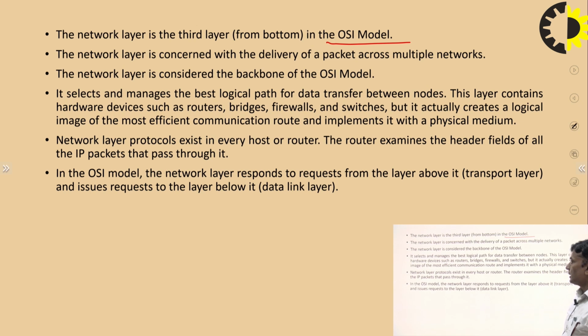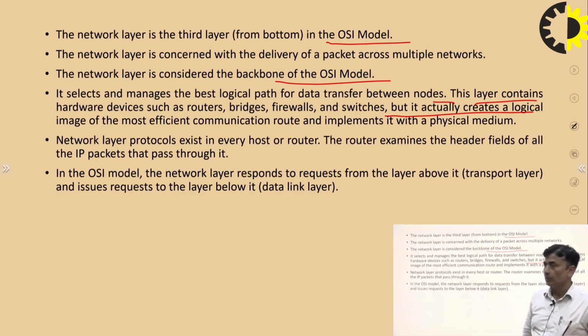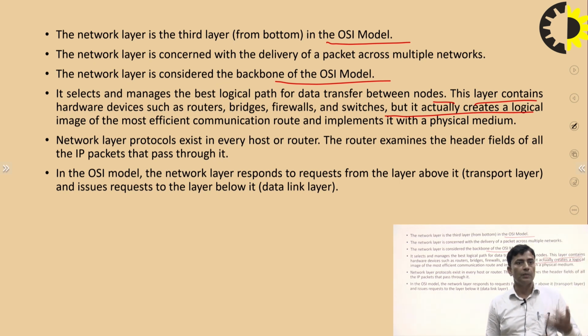The network layer is concerned with the delivery of packets across multiple networks. The network layer is considered the backbone of the OSI model. It selects and manages the best logical path for data transmission between nodes. This layer contains hardware devices such as routers, bridges, hubs, firewalls, and switches, which create a logical image of the most efficient communication route and implement it with the physical medium.